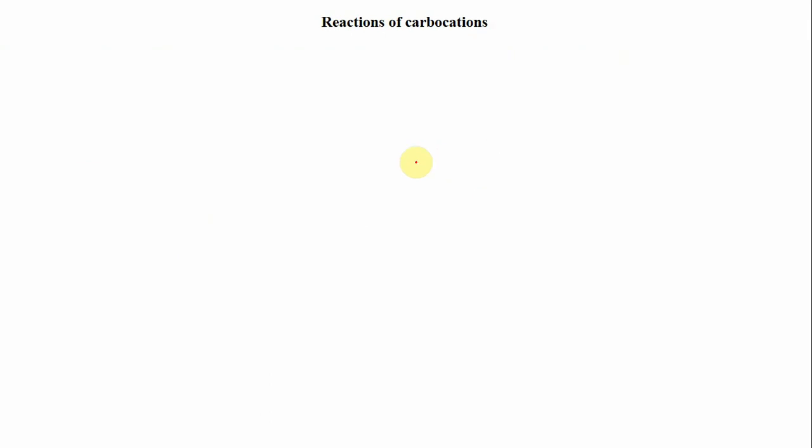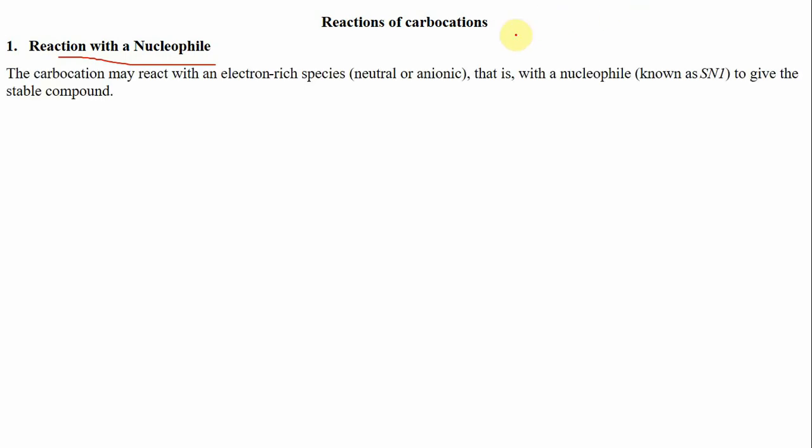Now next is reactions of carbocations. Since carbocations are highly electron deficient species, they rapidly react with electron rich species. So the very first reaction of these carbocations is a reaction with nucleophiles. They react rapidly with these nucleophiles to give the corresponding substituted products. These nucleophiles may be neutral species or anionic species, giving the corresponding substituted product by the SN1 mechanism.